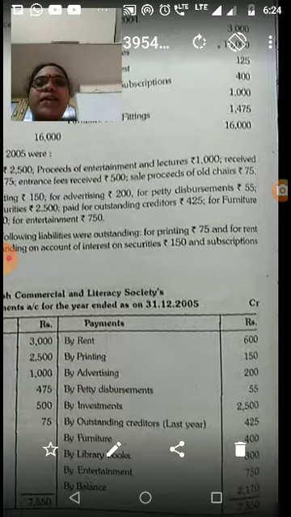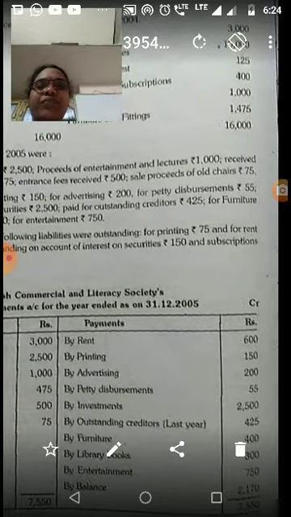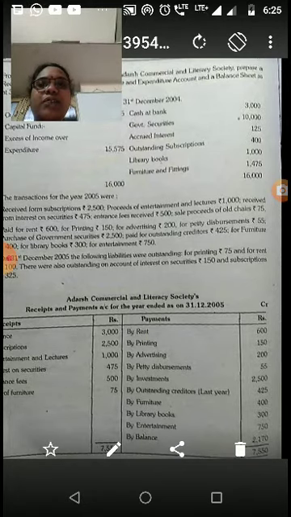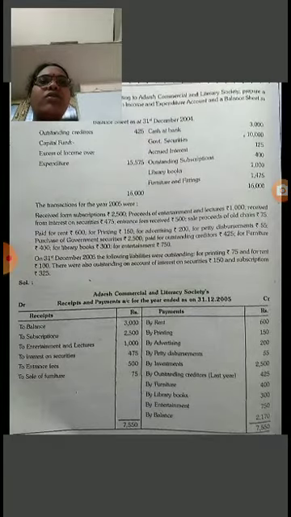Then the payments side is by rent 600, by printing 150, by advertising 200, by petty disbursements 55, by investments 2500, by outstanding creditors of last year 425, furniture 400, library books 300, by entertainment 750, balance is 2170. So this is the receipts and payments account of the Adarsh Commercial Literary Society. Now we have to prepare the income and expenditure account for the year ended 31/12/2005.